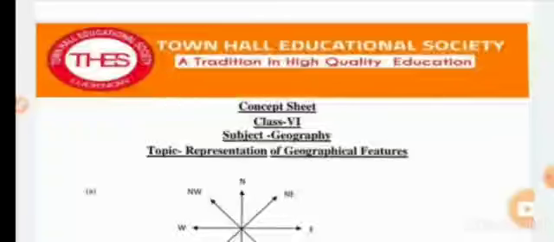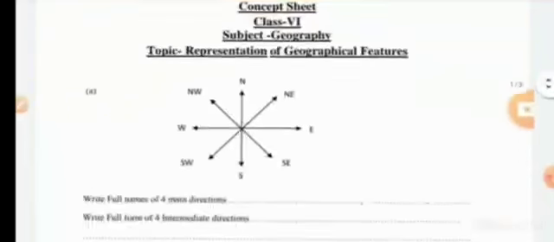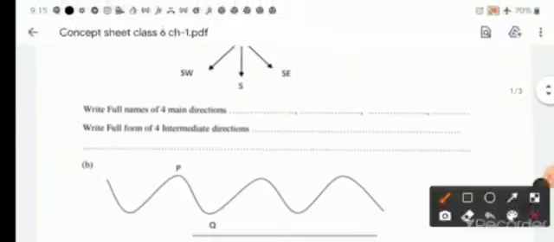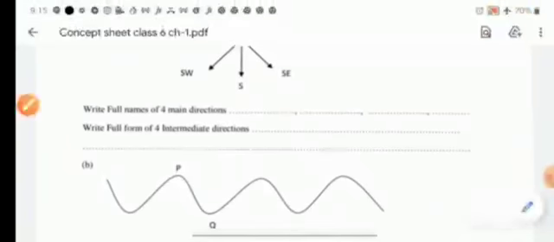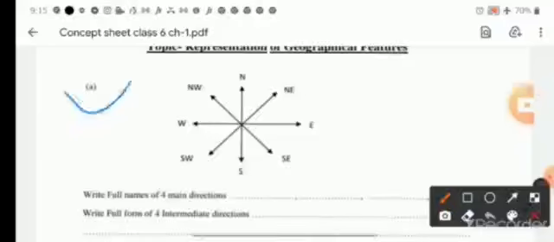So today we are going to solve our concept sheet of class 6 and the topic is representation of geographical feature. You can see here we have 4 questions and now we are going to solve it. The first question is related with your directions. We study it in our first chapter.